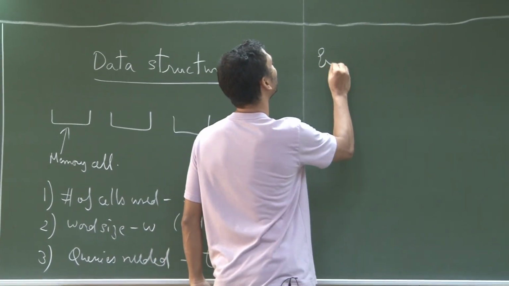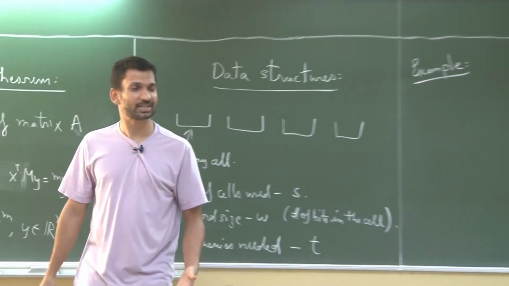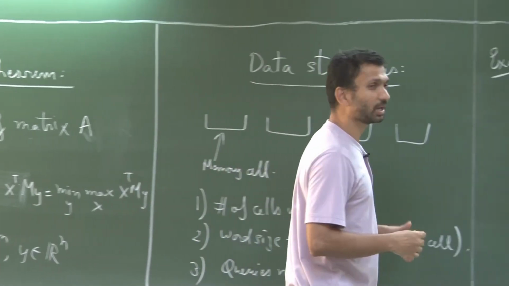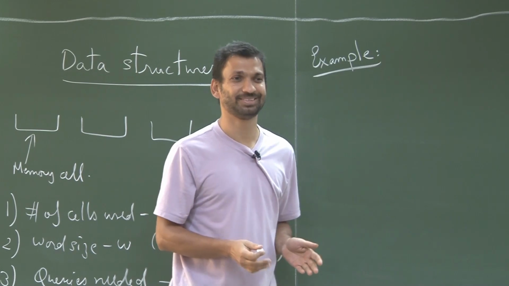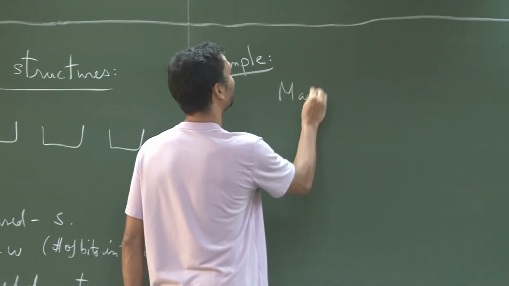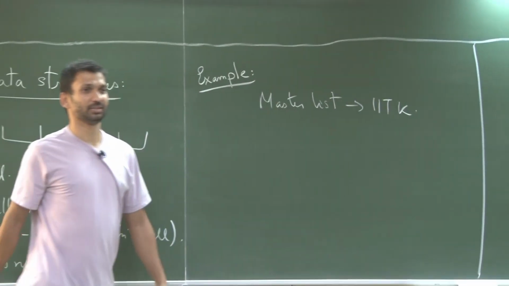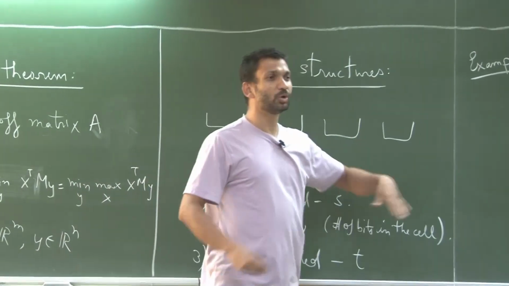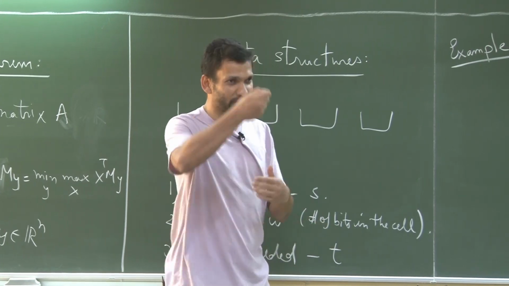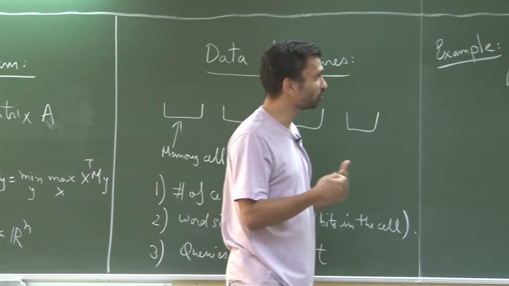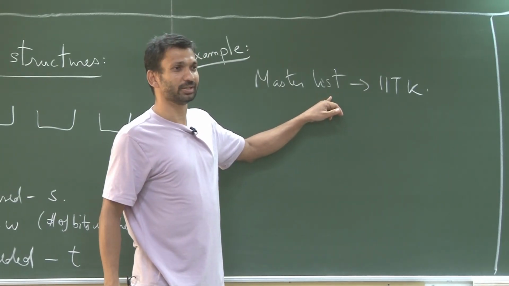Let's take an example, and my favorite example: suppose IIT Kanpur has a master list of cheaters, people who habitually cheat. This is the master list with IITK, and they want to encode it and keep it in some data structure. Every time one of us instructors finds someone who has cheated, we want to find out if that person is a habitual offender on the master list.